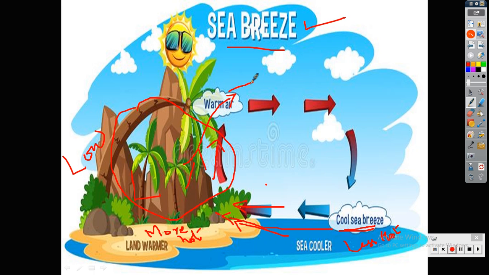So this hot air goes into the sky and becomes cool. Over the sea, after some time it becomes cool and heavier, and it comes down. So this cycle continues throughout the day. This total process continues throughout the day, and this process is called sea breeze.